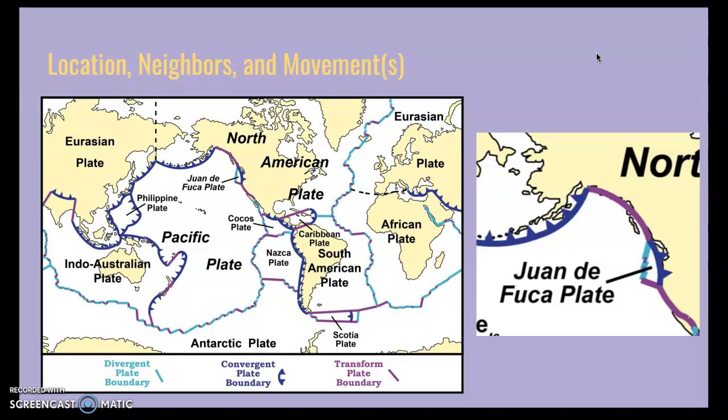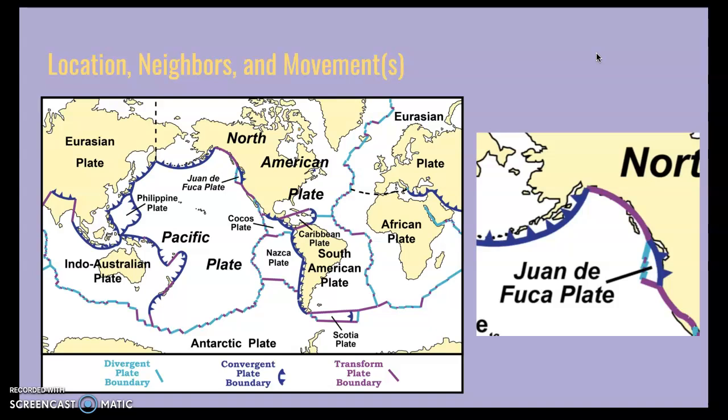The area of the Juan de Fuca plate is a mere 250,000 square kilometers, in translation about 96,000 square miles. In comparison, its neighboring plates, the North American plate and the Pacific plate, are respectively 76 million square kilometers, 29 million square miles, and 103 million square kilometers for the Pacific plate, which is about 40 million square miles. So pretty small in comparison to those two. Those are two of the largest tectonic plates.